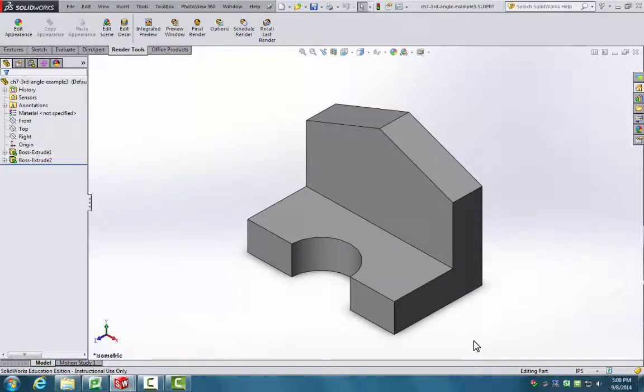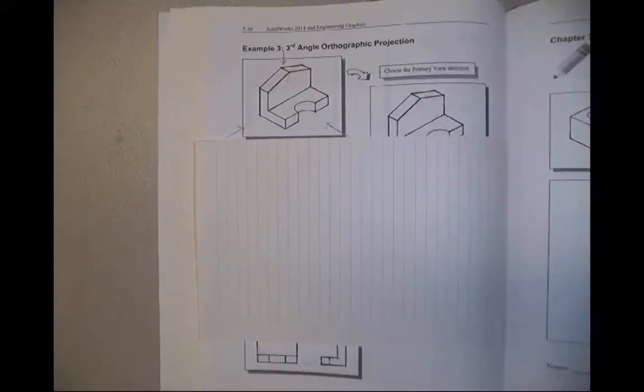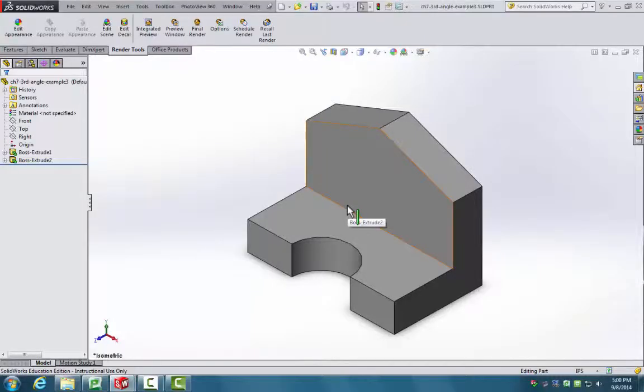Welcome to example 3 for third angle orthographic projection found on page 7-30 of your textbook. Now once again, here in SolidWorks, they've tipped the model so that here's the front, the right is this backwards L, and then the top. But in the book, it shows the object actually flipped 90 degrees. And then the author in the book draws the orthographic as if it is oriented this way.